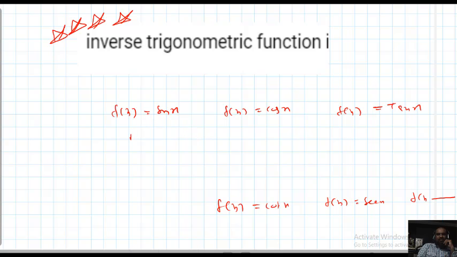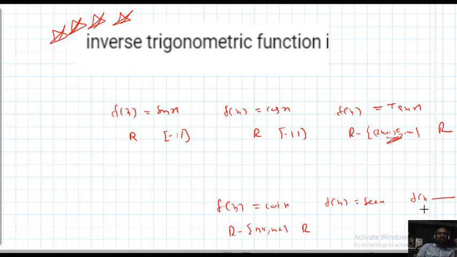Okay, what is the domain here? All real numbers. Range is closed minus 1 to 1. What is the domain? All real numbers. What is the range? Minus 1 to 1. What is the domain? All real numbers except the angles of the form 2n plus 1 into pi by 2, where n belongs to Z. What is the range? All real numbers. What is the domain? All real numbers except the angles of the form n pi, where n belongs to Z, and the range is all real numbers. Secant is also defined. Domain is this. Range is minus infinity to minus 1 union 1 to infinity. So these are the basic trigonometrical functions.